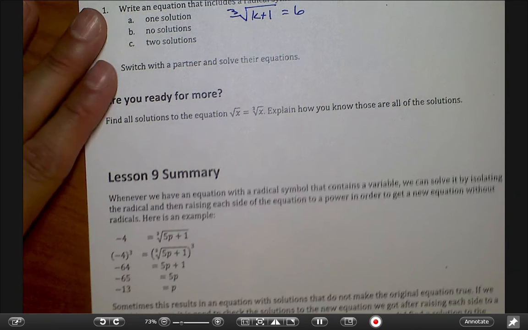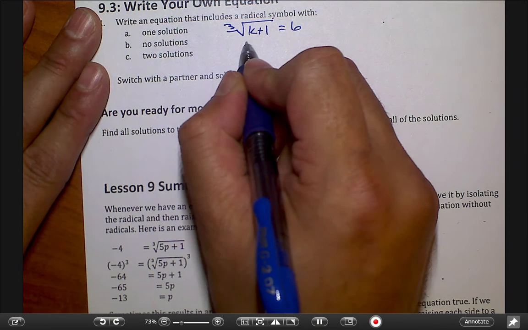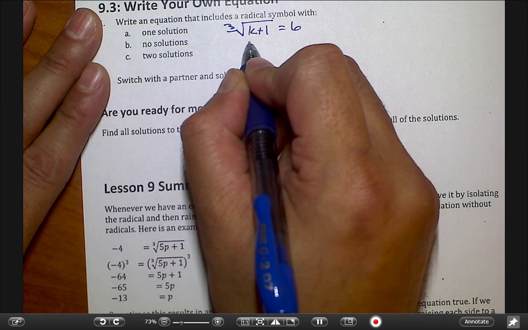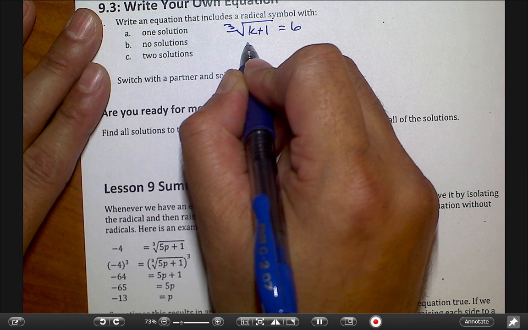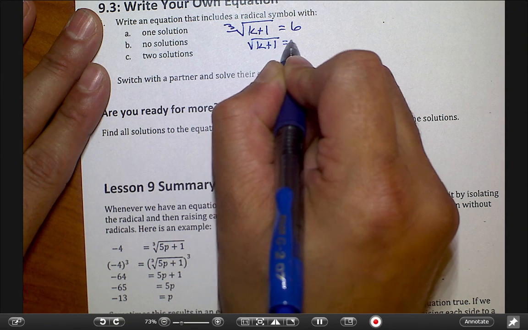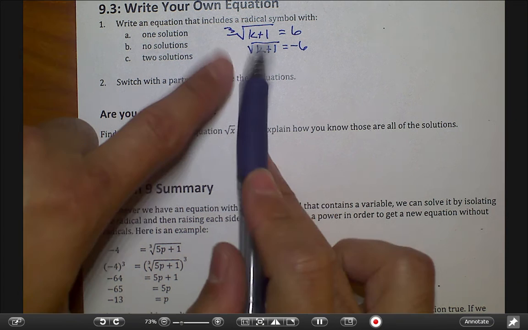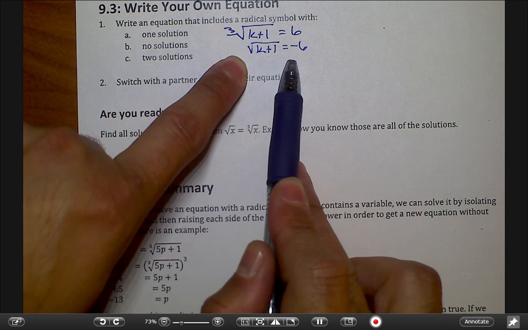How about no solution? Square root of k plus 1 equals negative 6. You know why? A square root cannot equal a negative.